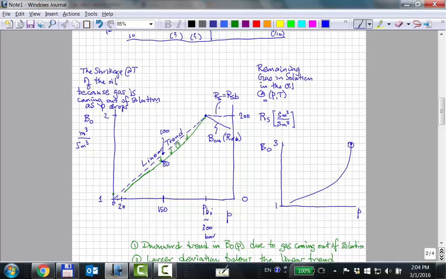But the oil volume is decreasing as we increase the pressure. I've exaggerated it a little bit here. But it's basically being compressed. So on the undersaturated side, the shrinkage of the oil is not really shrinkage, it's compression. So this is a compressibility effect.